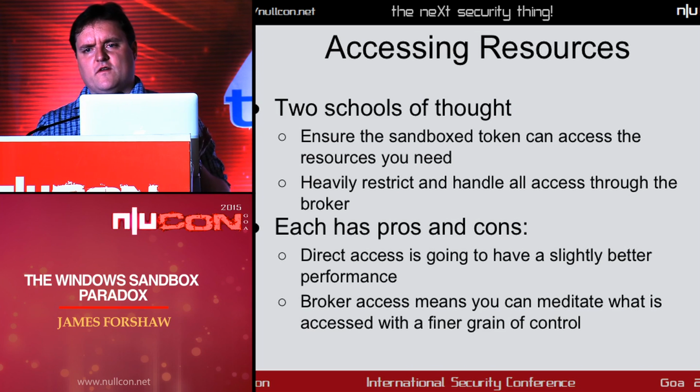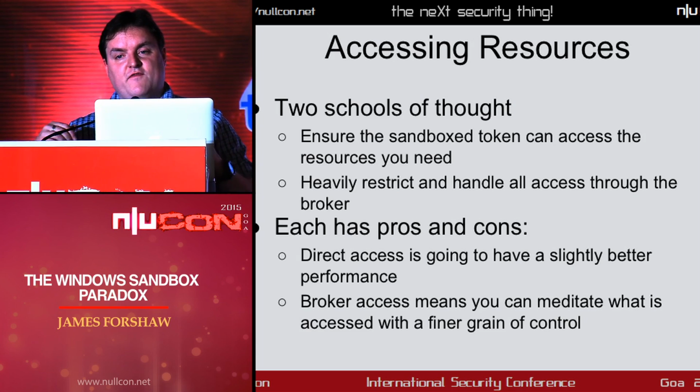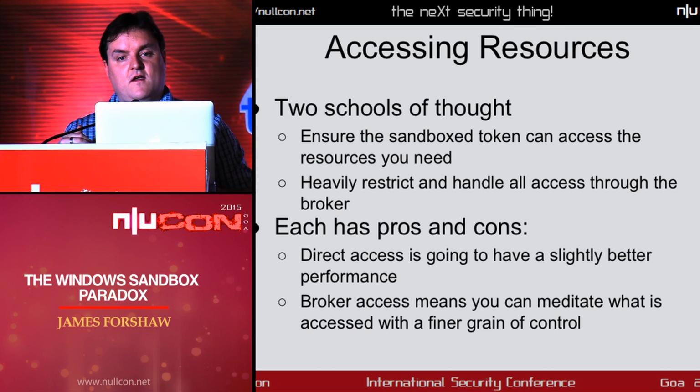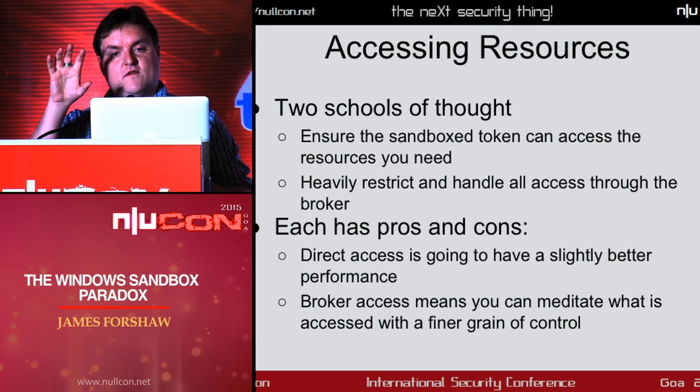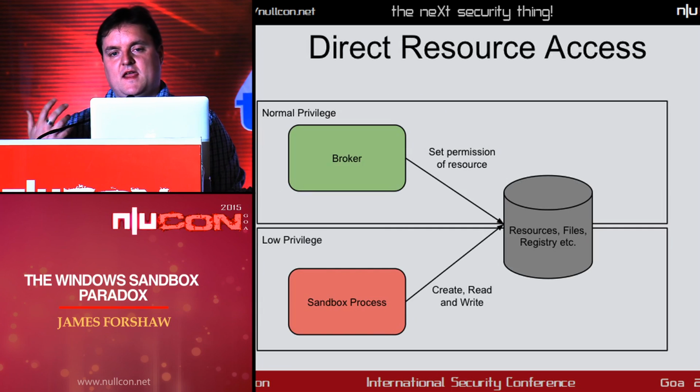And there's sort of two schools of thought to this. The first school of thought is you can modify the security descriptors of the resources so that the sandboxed application can access them. The other side is you heavily restrict access and then funnel all access requests through the broker. So if you want to open a file, you have to talk to some broker process over a local procedure call and say, hey, can you open this file for me? And then you can do some sort of access checks against it at that point. And each has their own benefits. Direct access is definitely a performance benefit, whereas broker access allows you to mediate control a bit better.